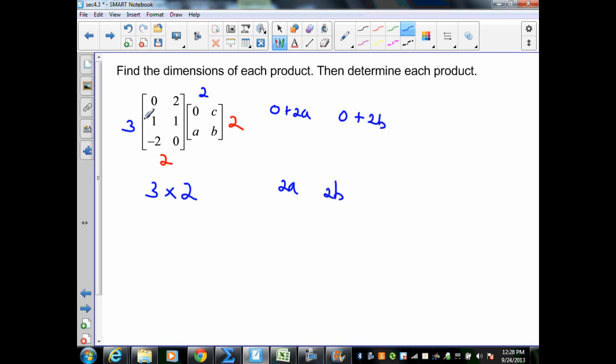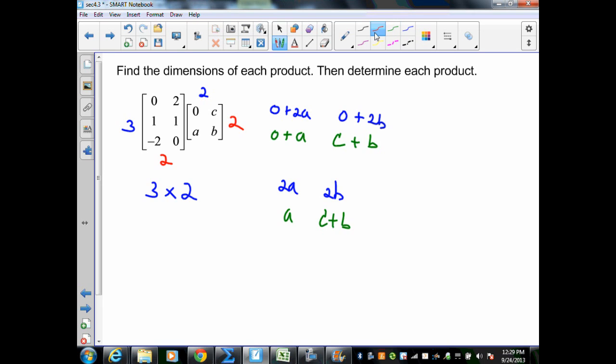Let's start with our second row. First column, 1 times 0 is 0, 1 times A is A. That's going to be 0 plus A. When I simplify, that's just A. Our second row times our second column, 1 times C is C, plus 1 times B is B. And that will just be C plus B, because they're not like terms.